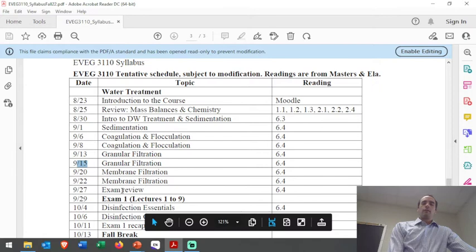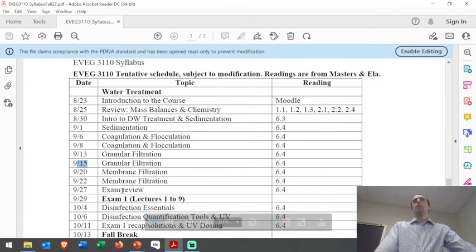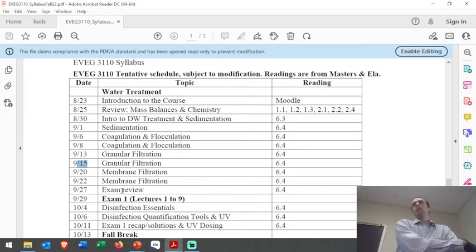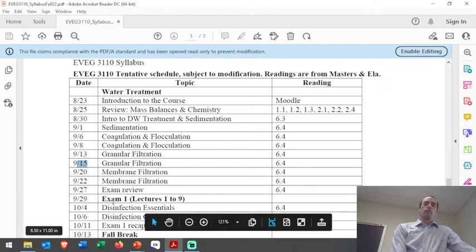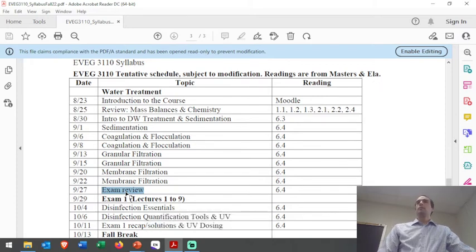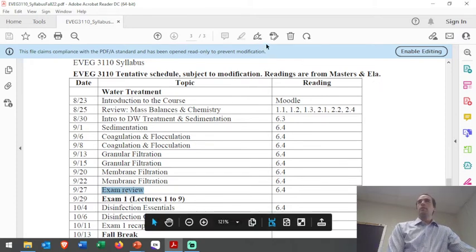And I'll probably save the discussion on homework 1 until the exam review day, and then I'll be assigning another, smaller homework on filtration, granular and membrane filtration. And we'll go over both of those homeworks on the 27th. So that's the current plan. There's some confusion.